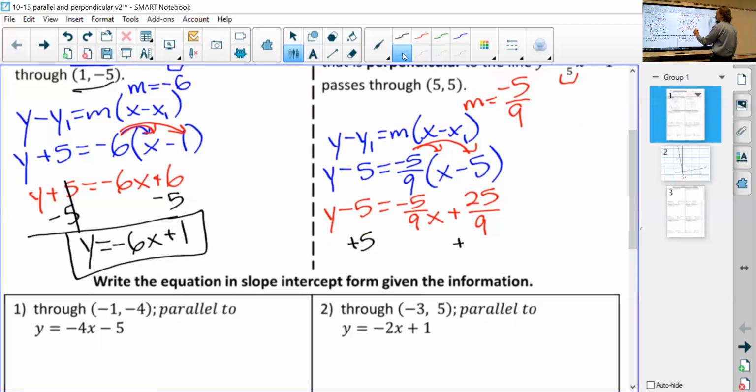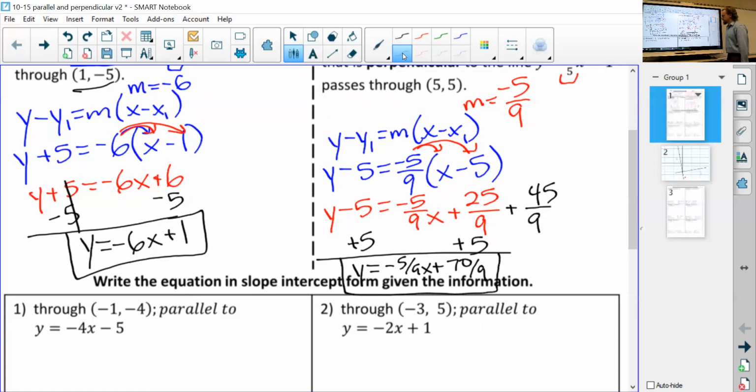Last step, we always get y by itself. So y is going to equal negative 5/9 x plus, all right, what's that going to be? If we want 5 as something over 9, 9 times 5 is 45. So 25/9 plus 45/9 is 70/9, which is not an amazing number. I'm not going to lie to you, but that will give us an equation.